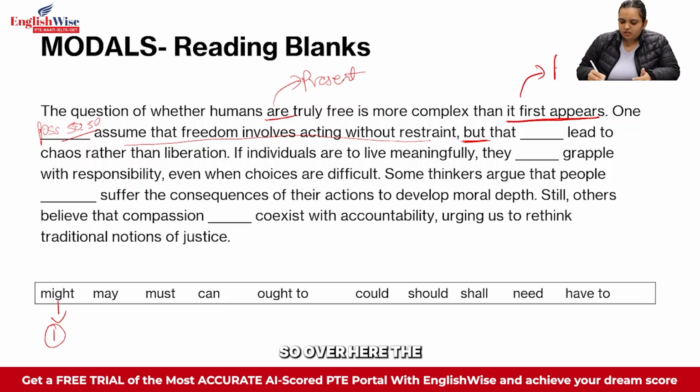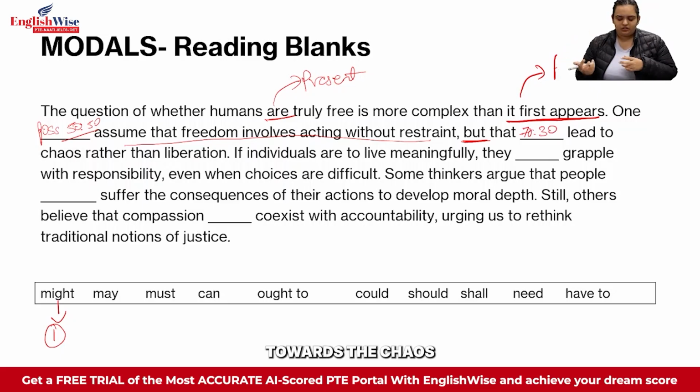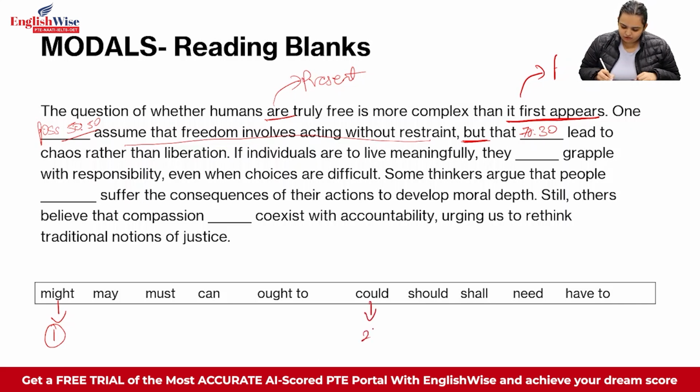Okay, so over here the possibility becomes 70-30. It is still a possibility that it can lead to chaos, but now we are favoring more towards the chaos side. So that is why we will say that the second answer is "could."